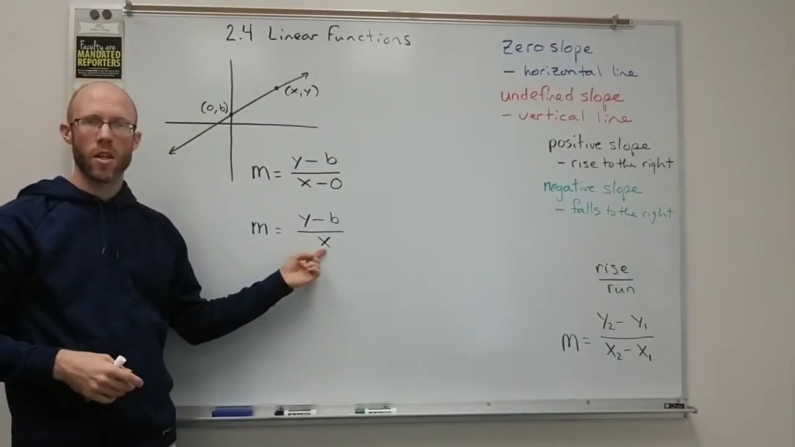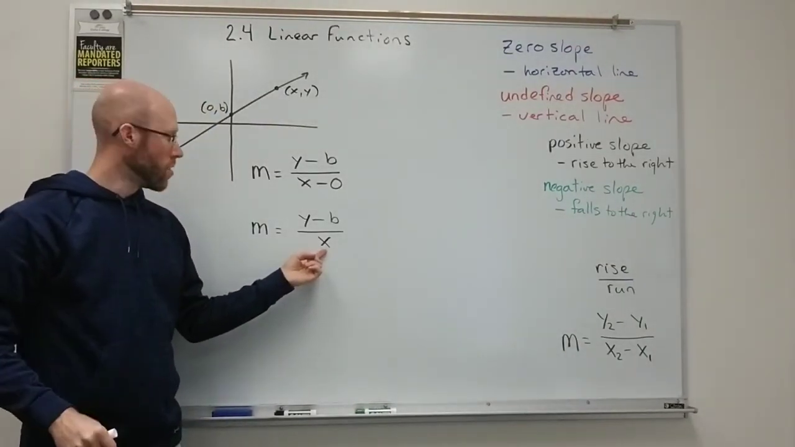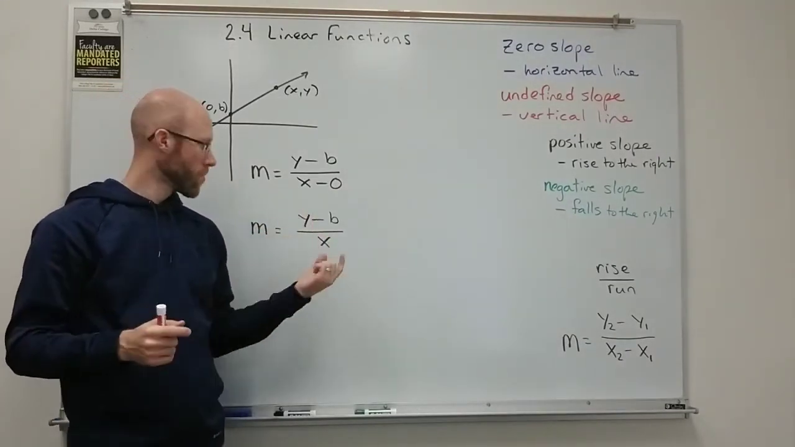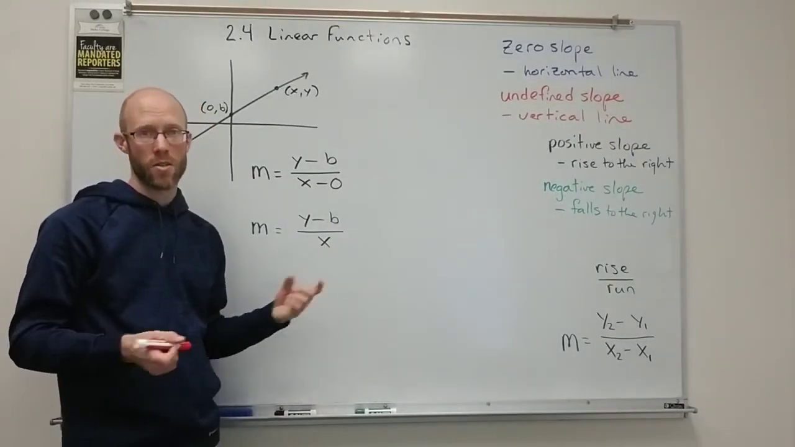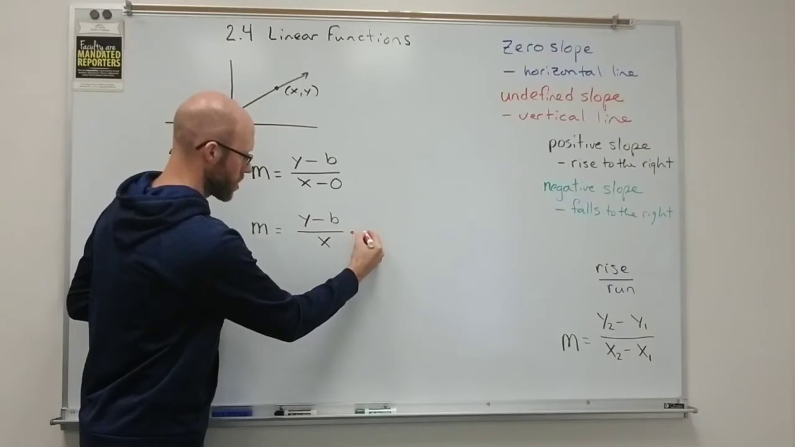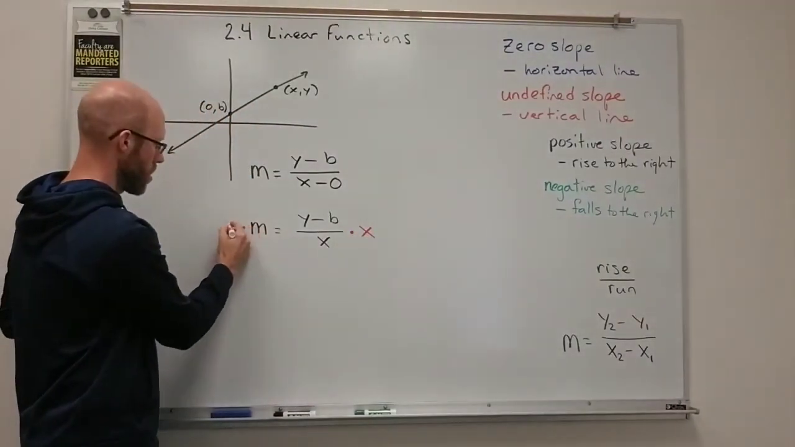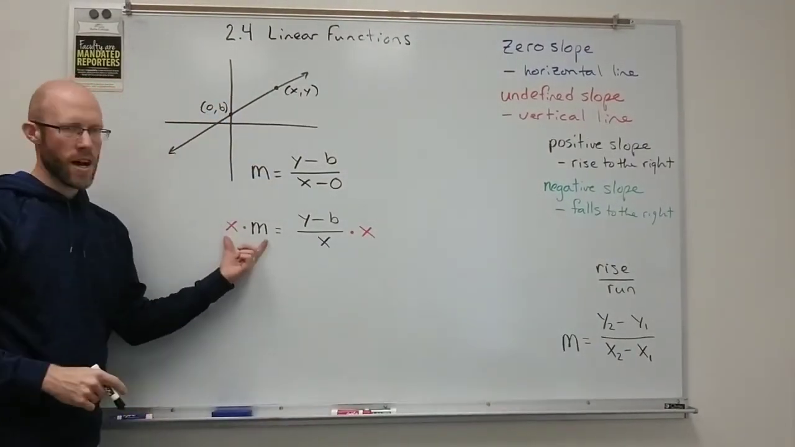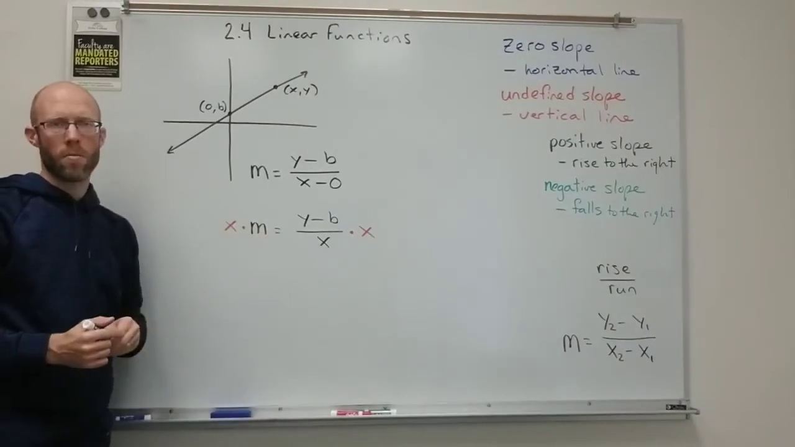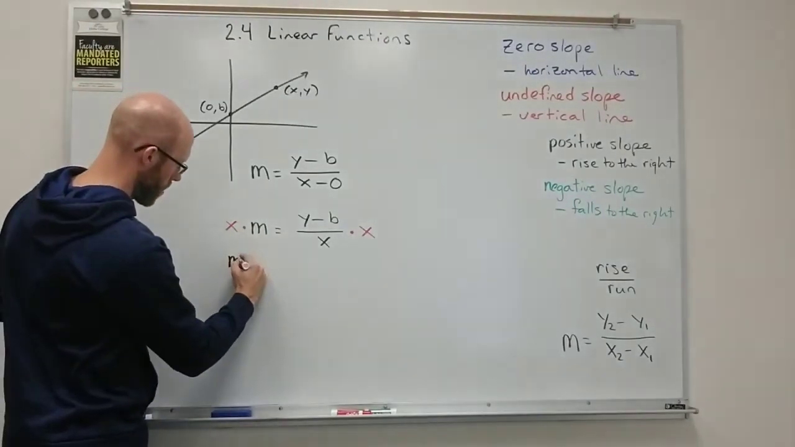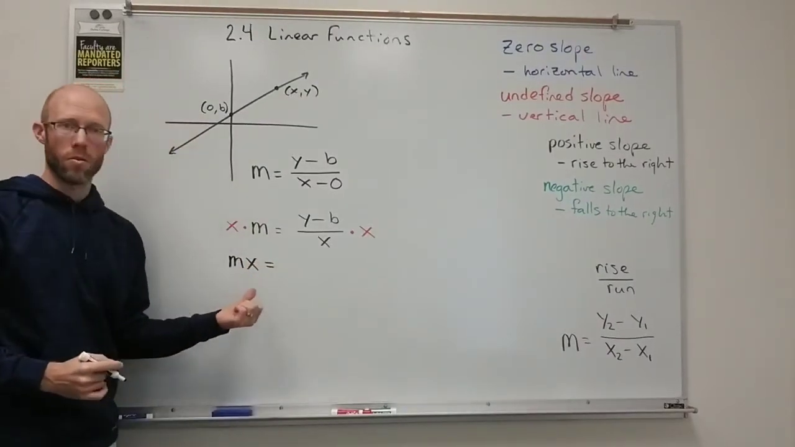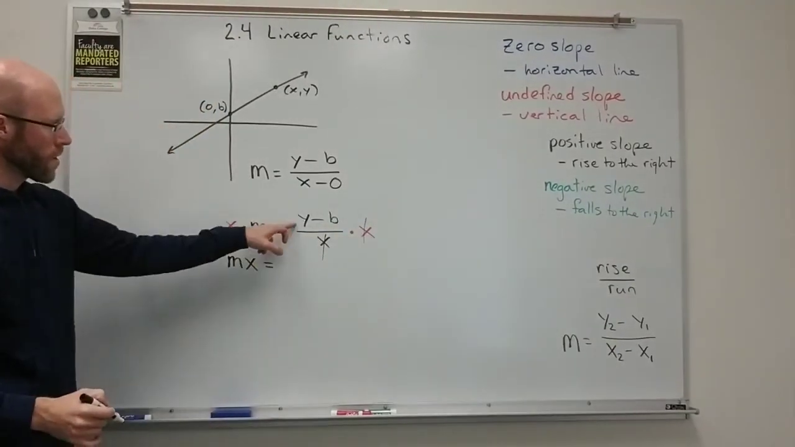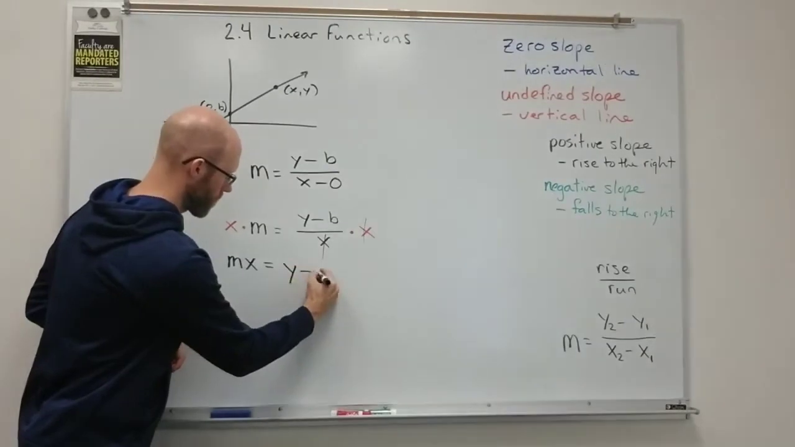Now, when you have a fraction in an equation, we learned back in chapter 1 that you can eliminate that fraction by multiplying both sides of the equation by the LCD. Well, in this case, the LCD is just x. And so I'm going to do that to get rid of this fraction. Multiply by x and multiply by x. Now, on the left side, I get x times m, or I'm going to write it alphabetically, so it's mx. The order doesn't matter when you're multiplying. On the right side, though, the x's cancel, and I'm left with just y minus b.